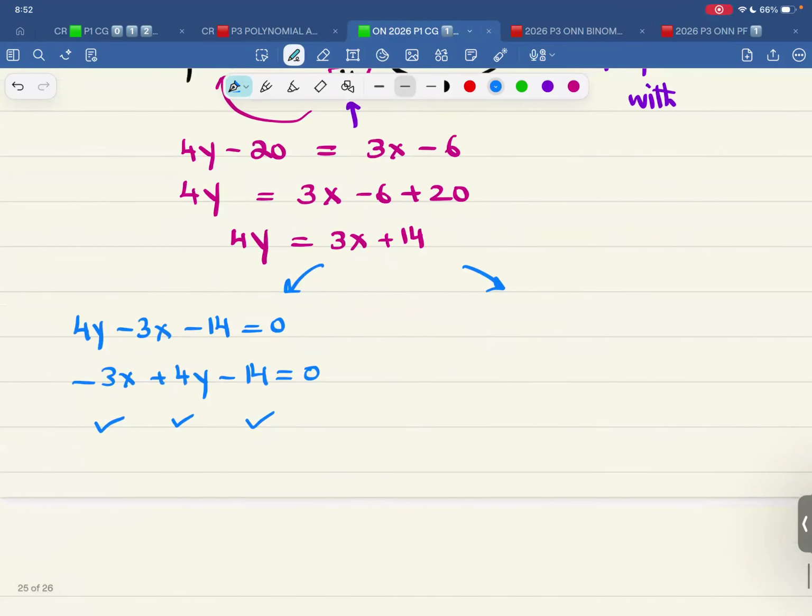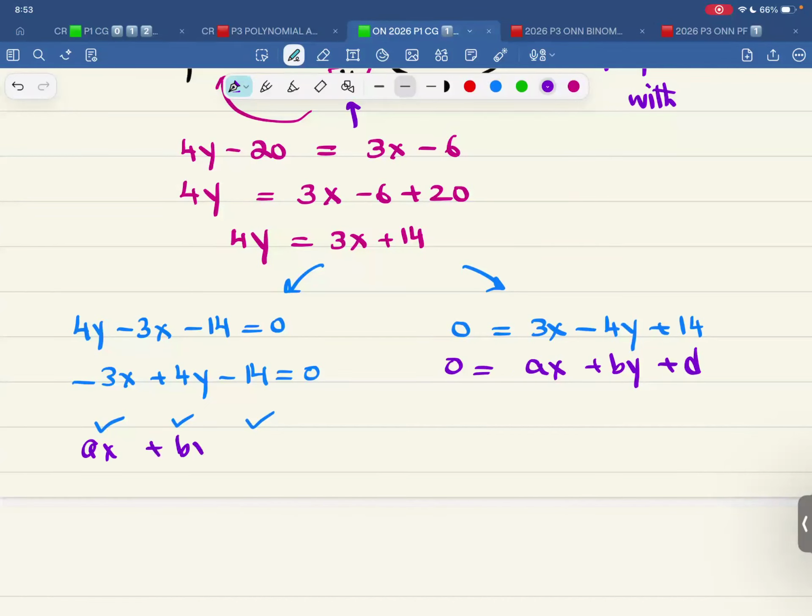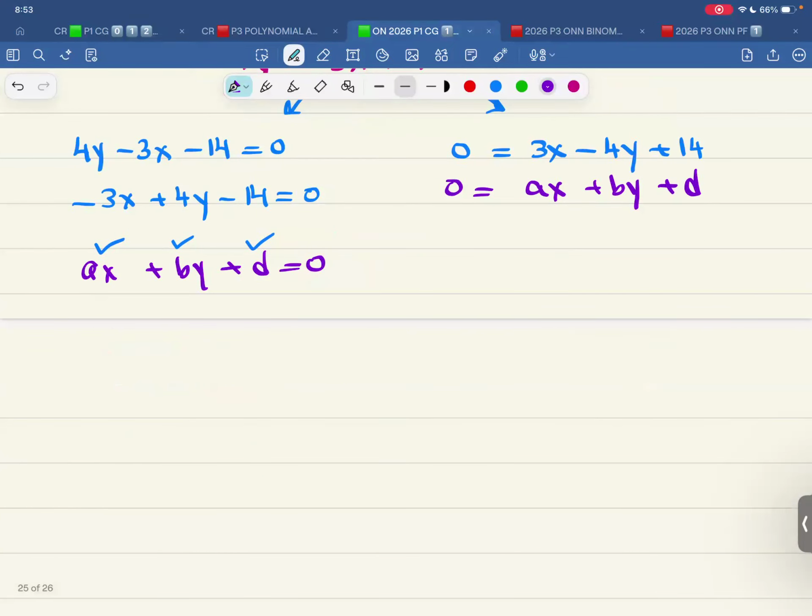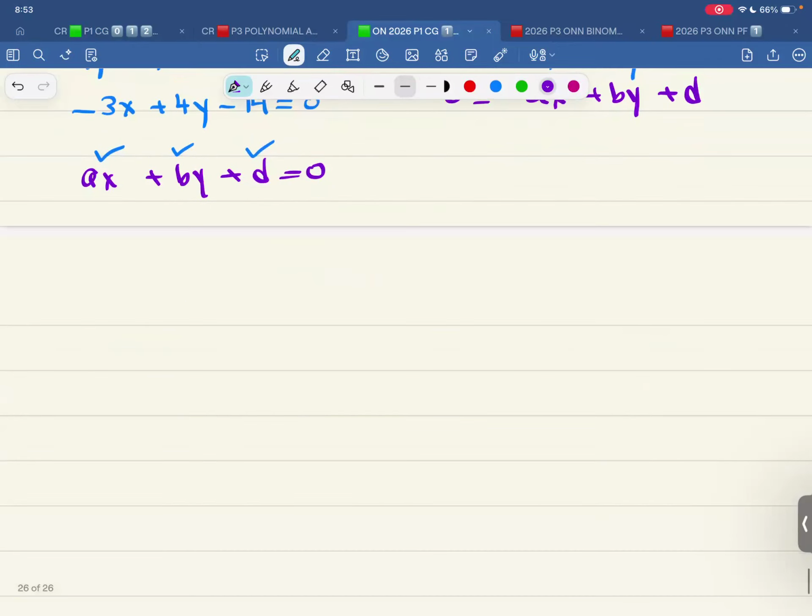The other option is to transfer everything to the other side. 3x minus 4y plus 14 is equal to 0. They both are of the format ax plus by plus d equals 0. The examiner simply wants you to state it in this format. And maybe they will write, where a, b, and d are integers to be found.